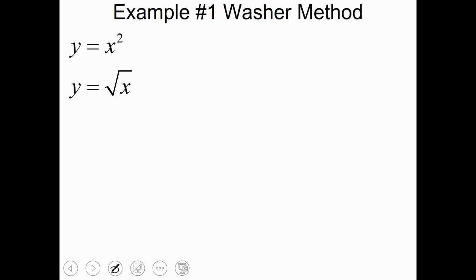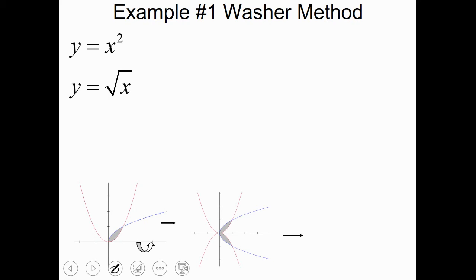So here's our first one. We're going to look at what happens when we take the region bounded by x squared and the square root of x. So here's my region. It's like this little petal piece. And we're going to revolve it around the x-axis. I don't have a great image of the three-dimensional region. I kind of show you just a part of that petal as it revolves.